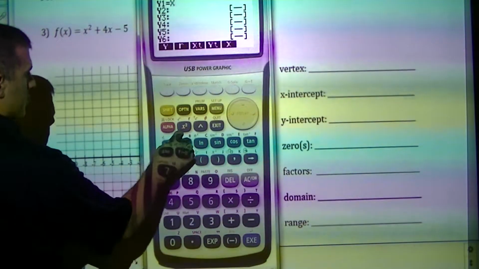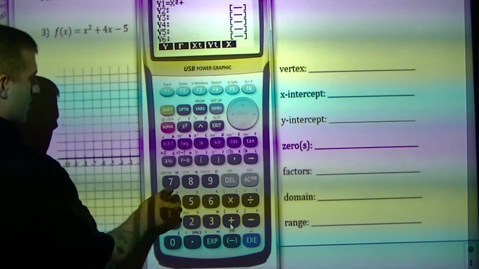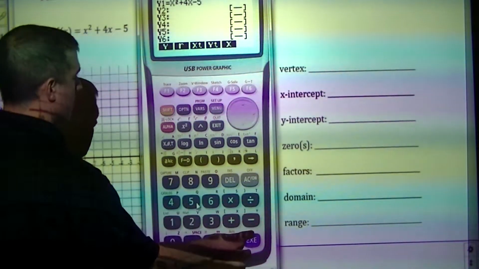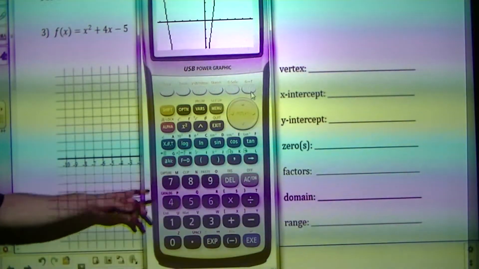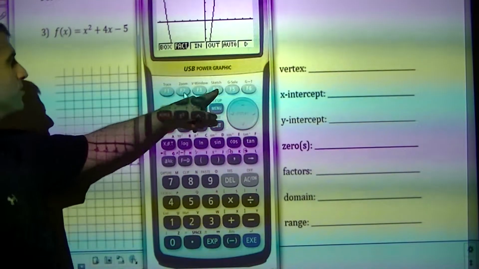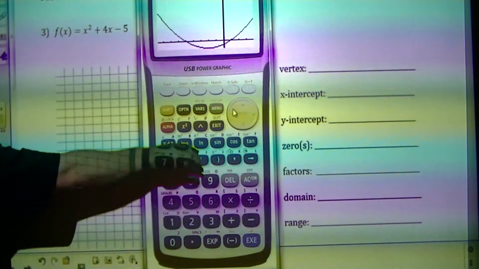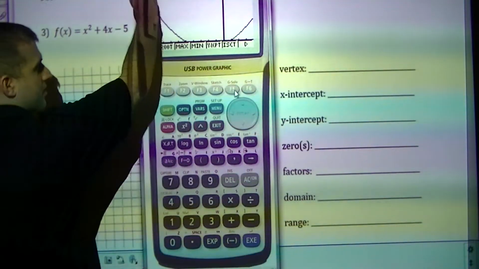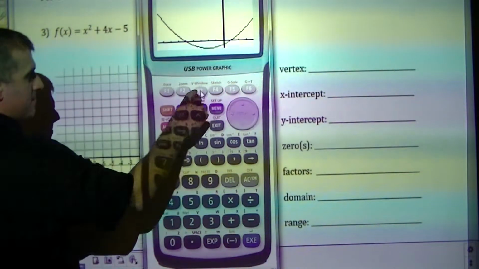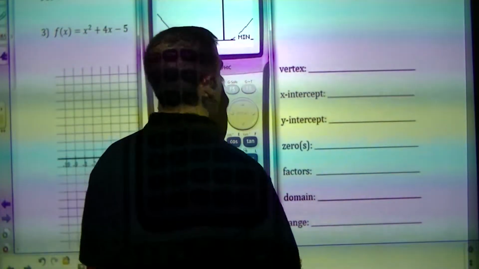I'm going to type in x squared plus 4x minus 5. And I'm going to draw, okay? All right, if I want to fix that, I can go zoom auto. All right. Okay, so to find the vertex, I'm doing G-solve. Since it goes down like that, that's going to be minimum. So -2, -9.